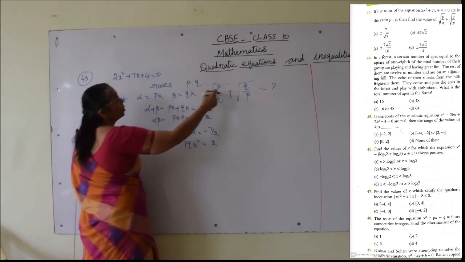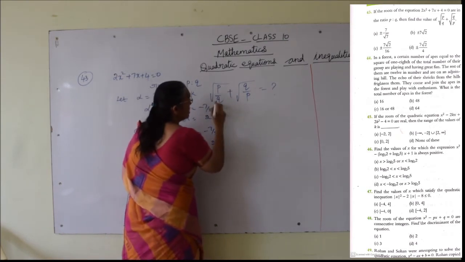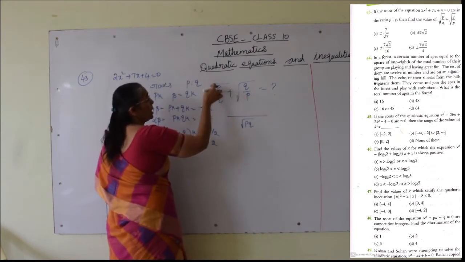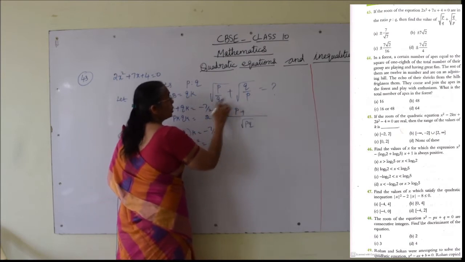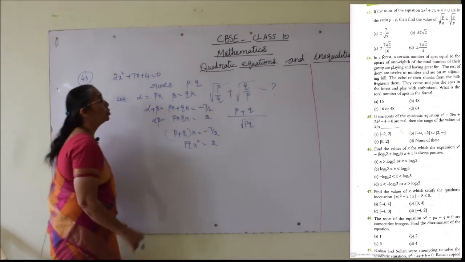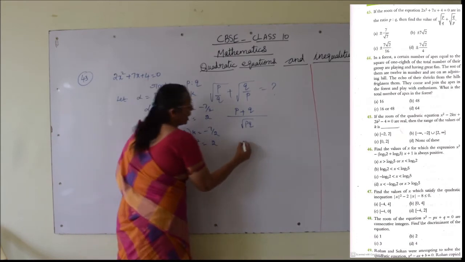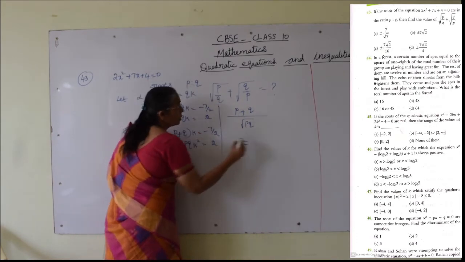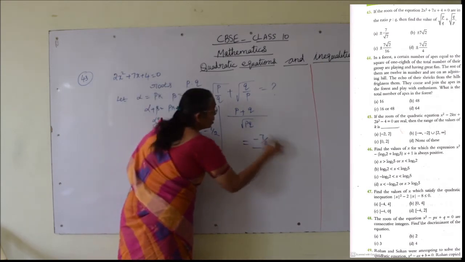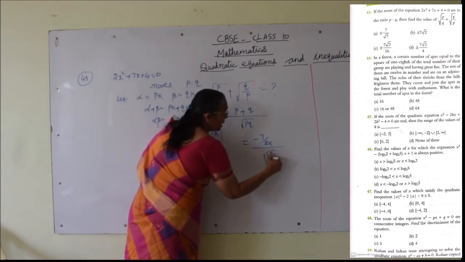So, what do you want? Root over p by q plus root over q by p. Take LCM. So, LCM is root over pq and numerator is root p into root p, which is p, plus root q into root q, q. So, you need p plus q by root over pq. So, p plus q from this one is minus 7 by 2k. So, this implies minus 7 by 2k, the p plus q value, divided by root pq. So, root over pq is root over 2 by k square.